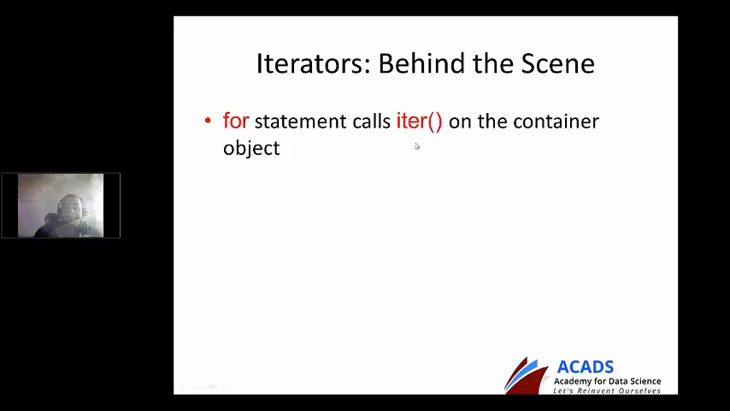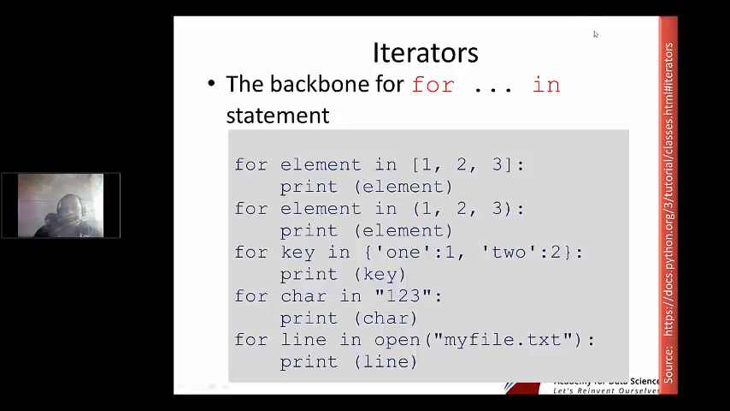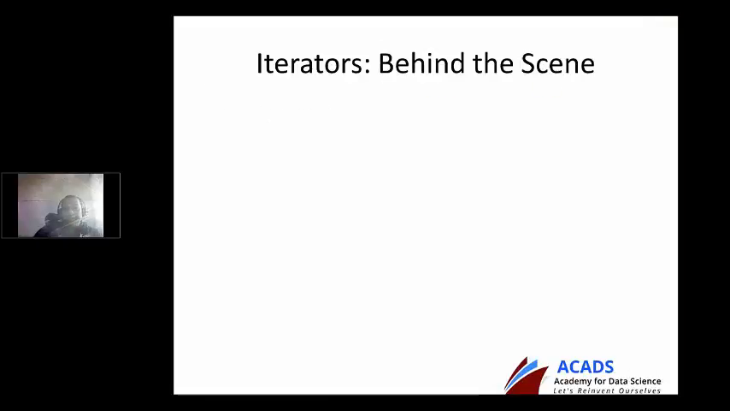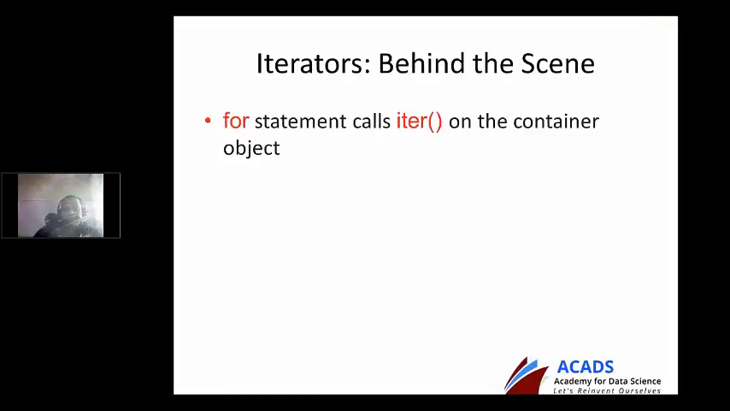So the very first function call is the iter function. Once again, this is a Python specific function. It's not a keyword, you can overwrite it, but it's again a bad idea. So for statement, the first thing it does is it will call iter on the container object. Whether it is a list or a tuple or whatever, first thing that happens is an iter method is called on the object.